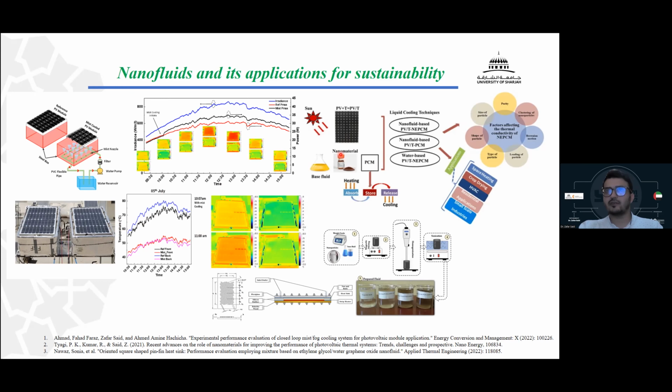Another thing is using nanofluids for them. So instead of water, we mix nanoparticles with water, which means we can reduce this bar even lower. And the lower the temperature goes, the better the overall performance.